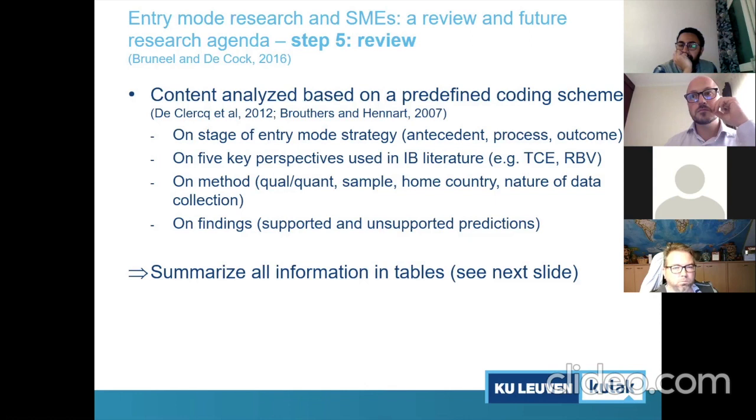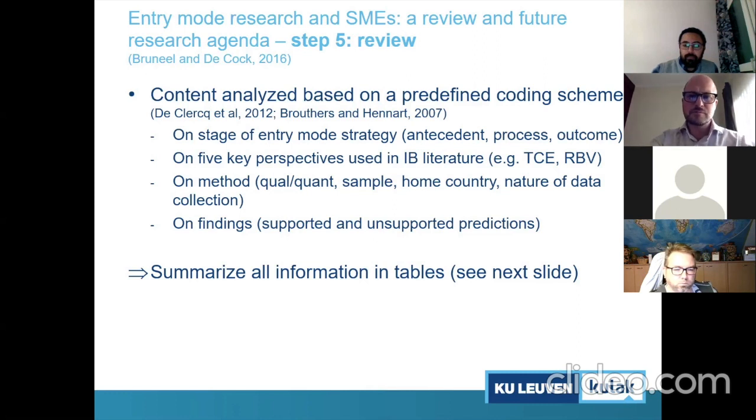For the papers in this literature review, we coded each paper on the stage of entry. So does the paper speak about antecedents, processes, or outcomes of entry mode? We also coded what type of theoretical perspective was used. For example, was it transaction cost economics, or was it more a resource-based view of the firm approach? We also coded the methodology used. Was it qualitative, quantitative, conceptual? What type of SMEs are studied here? What is the sample? What is the home country? What type of data, what is the nature of the data collection, etc.? And then for each of the different papers, we also coded the findings in a qualitative way by pointing out the supported and unsupported predictions.